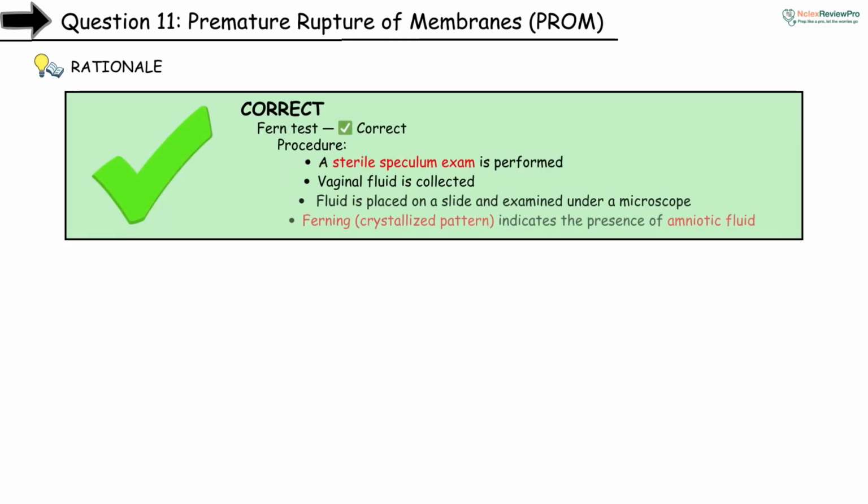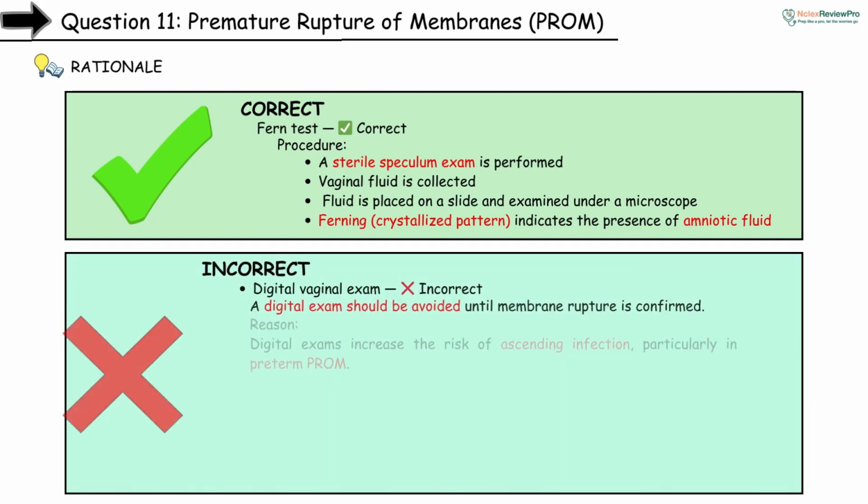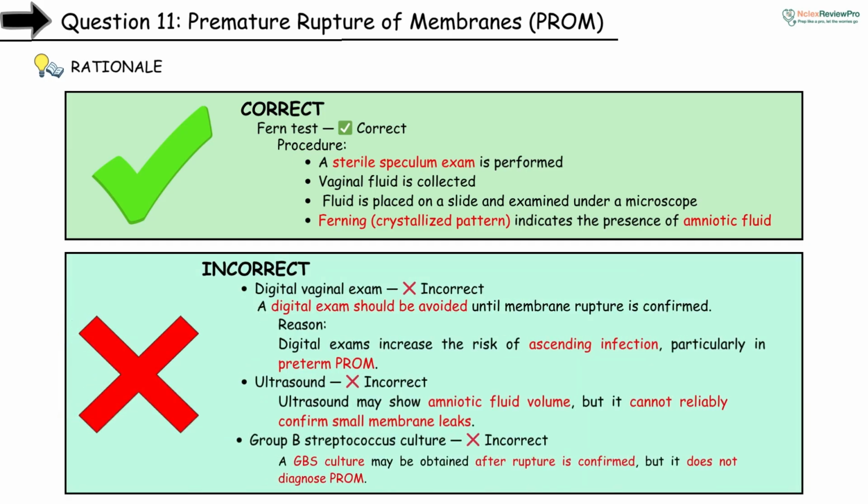Let's break down why this is correct. A Fern test is specifically used to confirm rupture of membranes. Here's how it works. A sterile speculum exam is performed. Vaginal fluid is collected and then placed on a slide. When viewed under a microscope, amniotic fluid creates a characteristic fern-like crystallization pattern. If you see that pattern, it confirms the presence of amniotic fluid, meaning the membranes have ruptured. Now let's see why the other options are not correct.